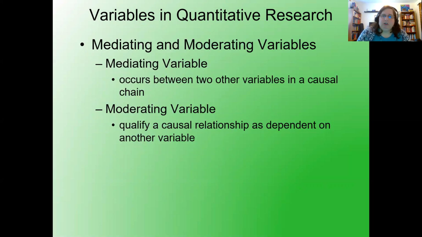Now, a moderating variable, on the other hand, is when you qualify a causal relationship as dependent on another variable. Now, let's say that the impact of anxiety on memory depends on the level of fatigue. Fatigue is a moderating variable. Let me explain that. So in other words, we're going to take one group of people that's fatigued and one group of people that's not fatigued. Then we're going to look at the impact of anxiety on memory.